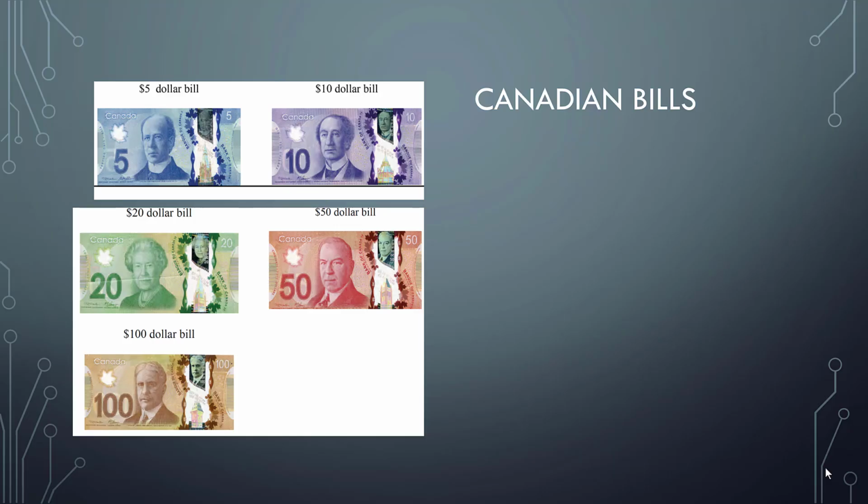And then here we have our bills. Like in Qatar, for example, we have a 1 real bill, we have a 5 real bill, we have a 10 real, we have a 50 real, a 100 real, and a 500 real. We do not have a 20. Well, in Canada, we have a $5 bill, a $10 bill, a $20 bill, a $50 bill, and a $100 bill, right? 5, 10, 20, 50, 100.